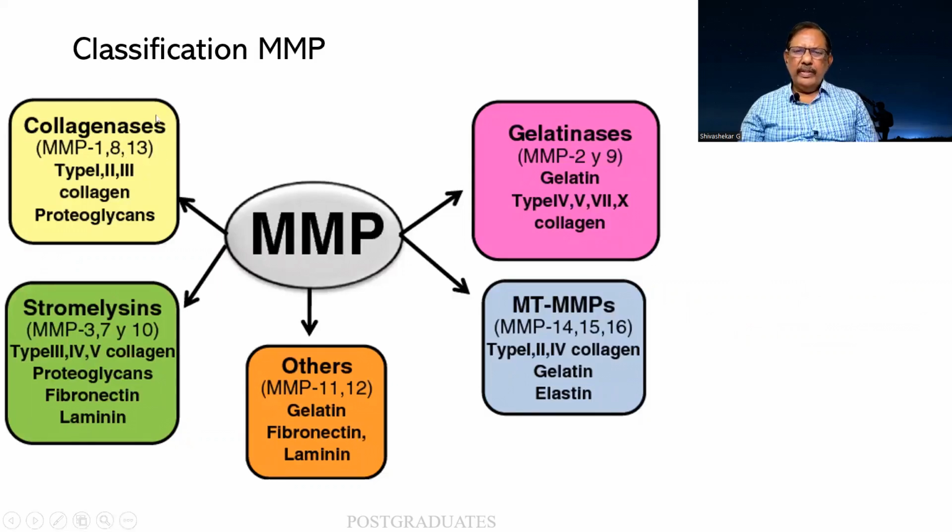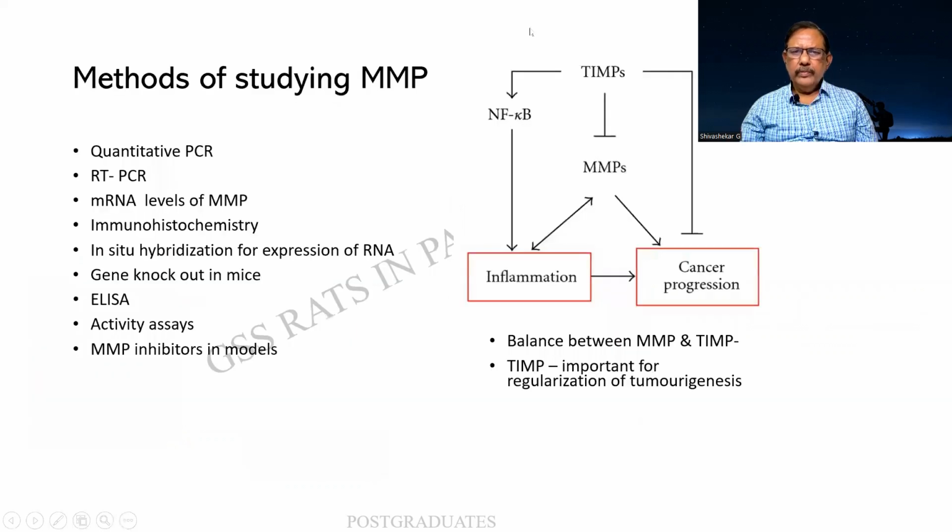Based on the number, you find they can be acting on collagen, gelatin, or mesenchyme, or some other thing. Gelatin, fibronectin, laminin, etc. can be acted upon. So stromelysin. So this is one way, and you have got different numbers for it. This is already seen. I will not be repeating it.